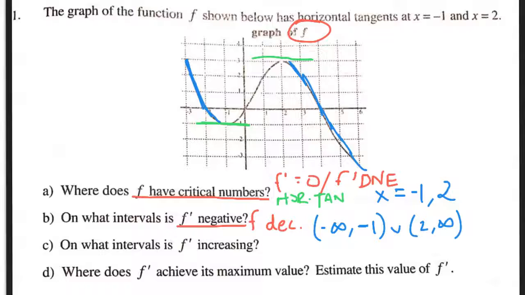Alright. On what intervals is f prime increasing? Again we're given a graph of f, so when f prime is increasing, what is f doing? We should say f is concave up. So where is f concave up? Looks like it's concave up.